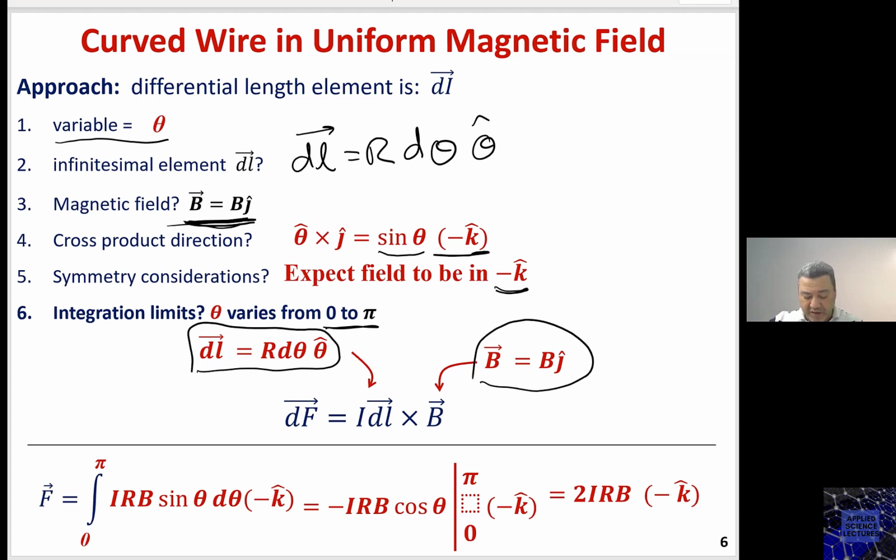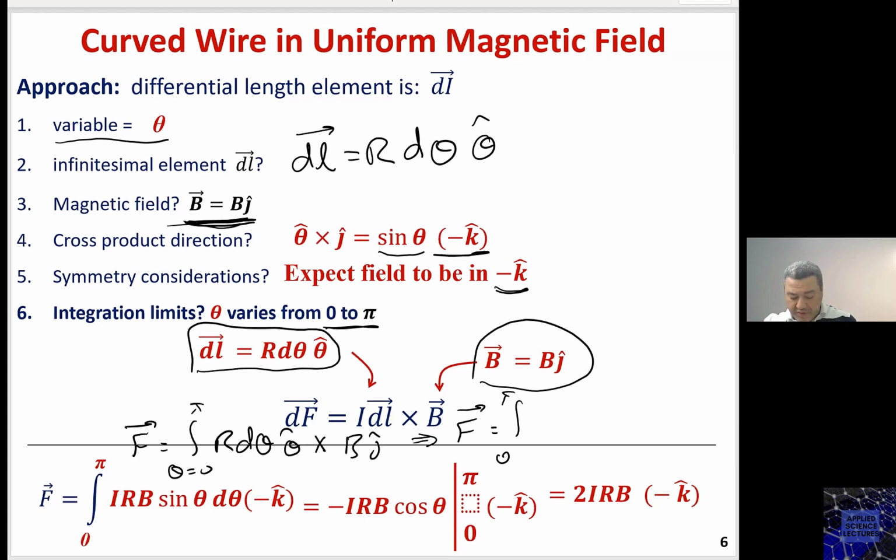Then we put the integration, F equals the integral from theta equals 0 to pi of r d theta, theta hat cross B j hat, and we said that the cross product of theta hat and j hat is going to result in sine theta minus k hat. So we have here the I as well.